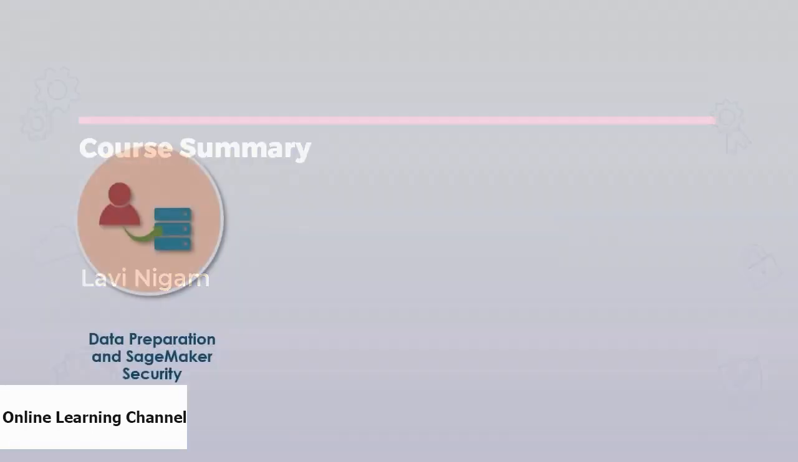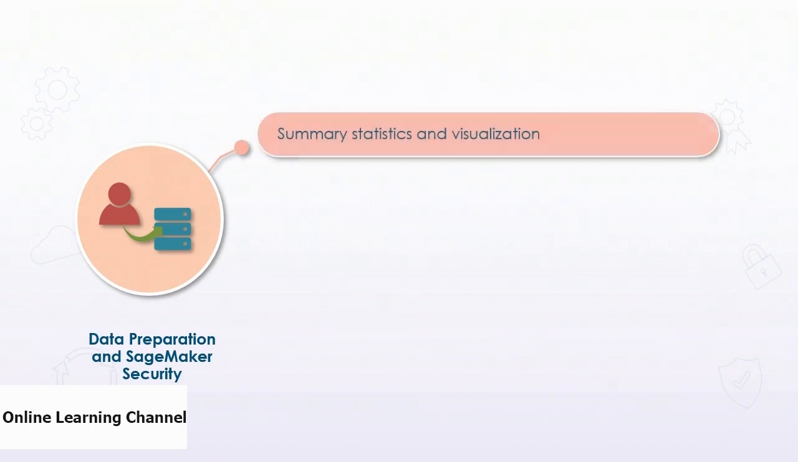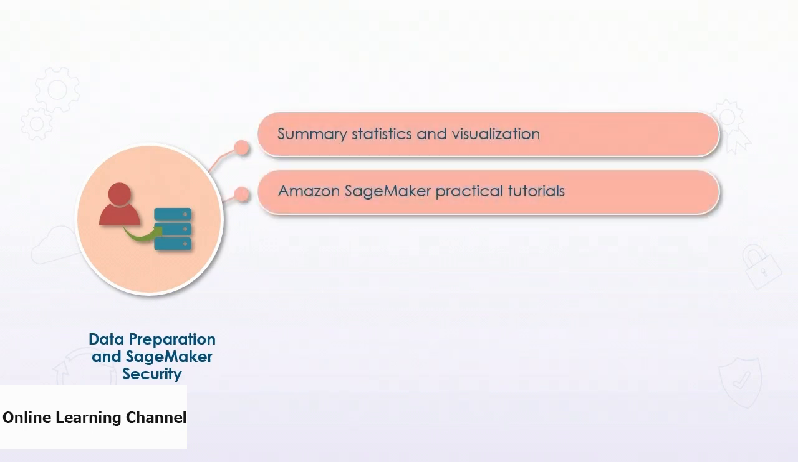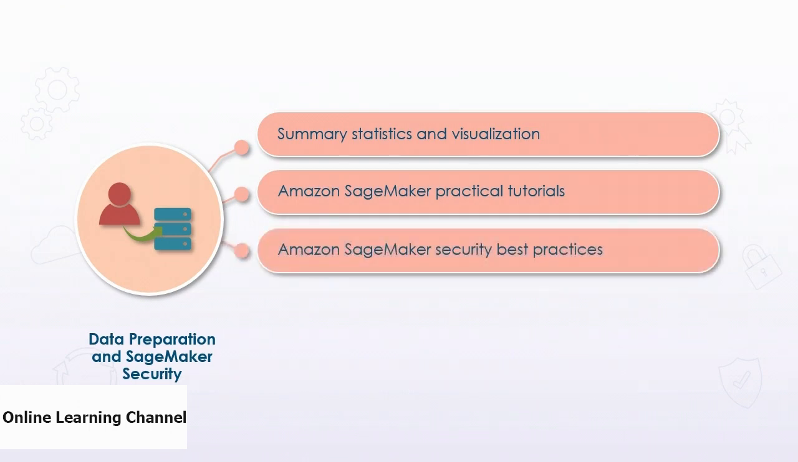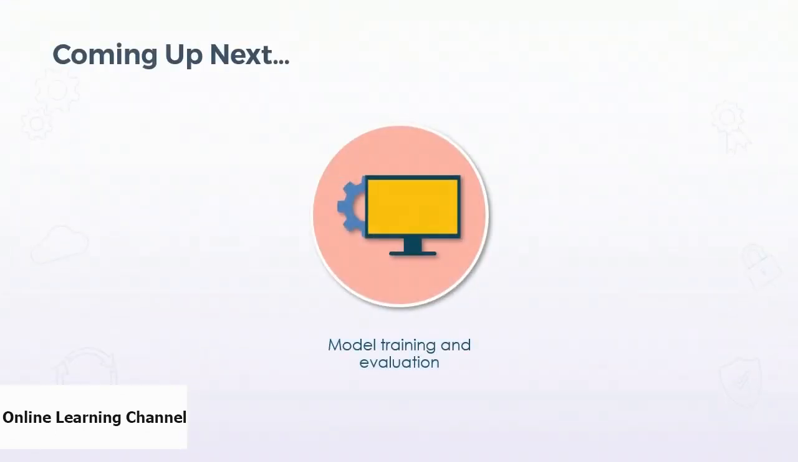Let's summarize what we have covered so far in this course. We've seen summary statistics and visualization. We've seen the Amazon SageMaker practice tutorial. We've also seen Amazon SageMaker security best practices. And we have seen Amazon CloudWatch and Amazon CloudTrail. Coming up next is model training and evaluation.